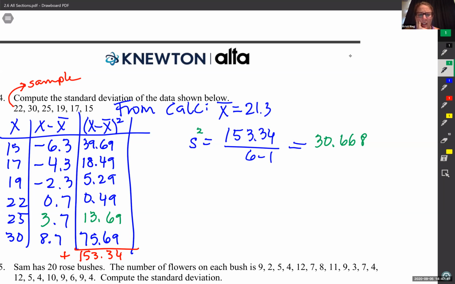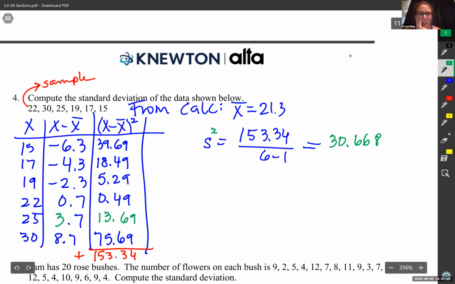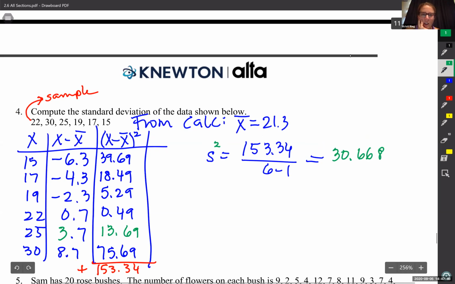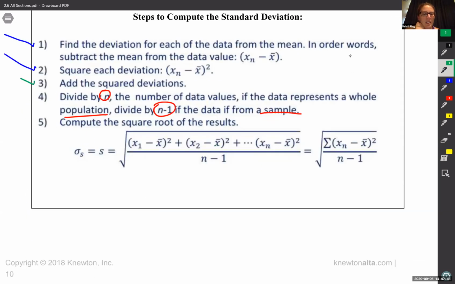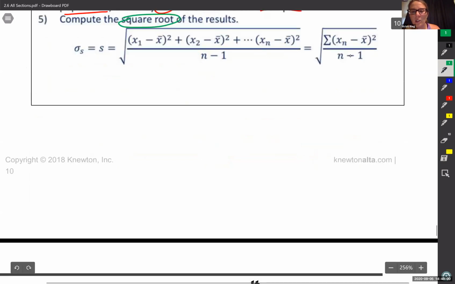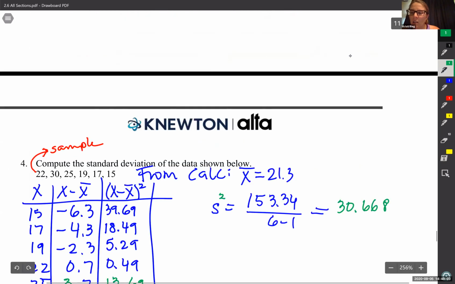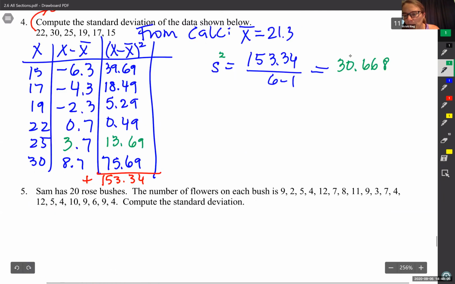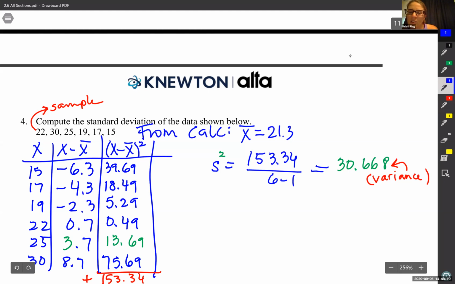All right, let's go back and just talk about what we did. We added up everything in the column, and then we divided by n minus 1 because it was a sample. And now we need to take the square root, because right now what we have is called the variance. So if the question said, what is the variance? We would stop right here. That's the variance right here. But since the question asked for the standard deviation, it's going to be the square root of that number.